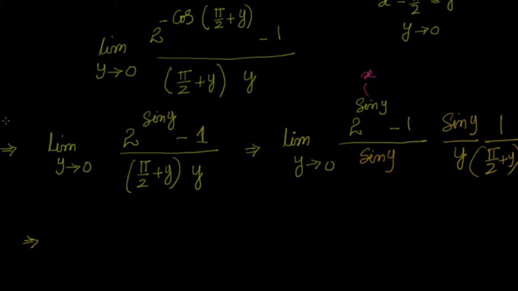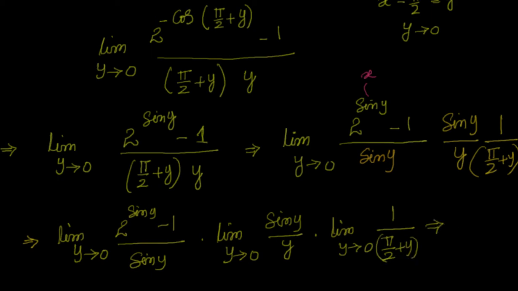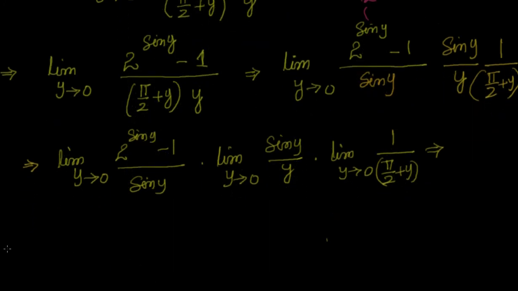So we can say limit of y tends to 0, 2 power sin y minus 1 divided by sin y, into limit of y tends to 0, sin y divided by y, into limit of y tends to 0, 1 by pi by 2 plus y. So next step will be, let's go to the next step.